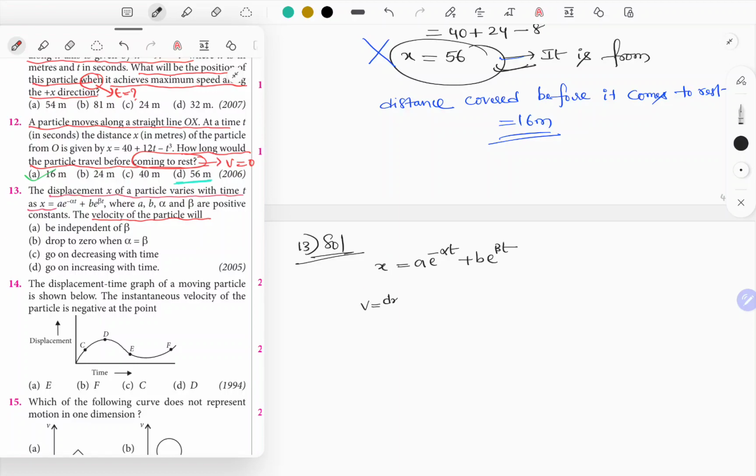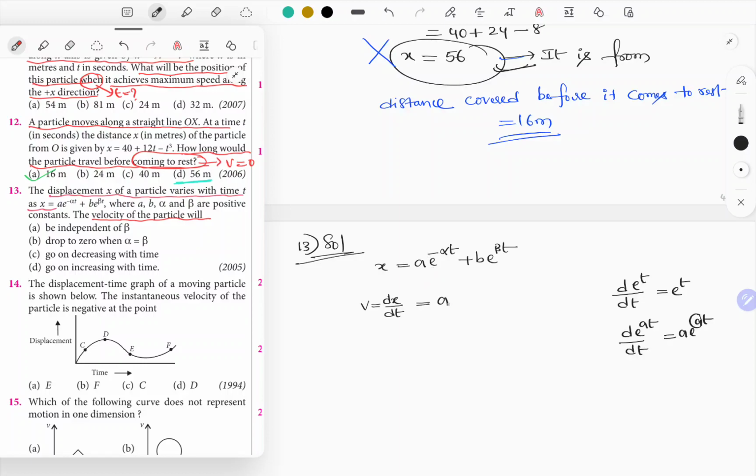Velocity is equal to dx by dt, which we get by differentiating this, an exponential differentiation. I'll write down exponential differentiation here. d by dt of e power t is equal to e power t only, but d by dt of e power at is going to be a e power at. Remember this formula. Whatever the coefficient of time in the power, that comes as a multiplier. That's all. Remember this process.